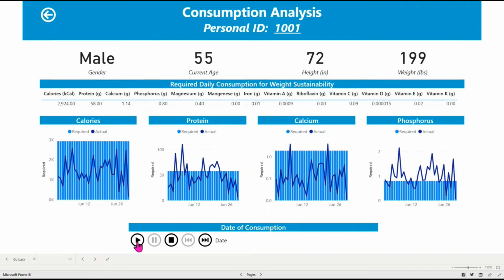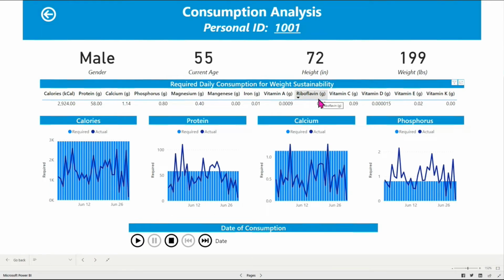So right off the bat, I can see for the last period of time that there are some nutrients that I would be more concerned about than others. So the first thing that jumps out is calcium. I want to make sure I get some more milk and yogurt into my diet.